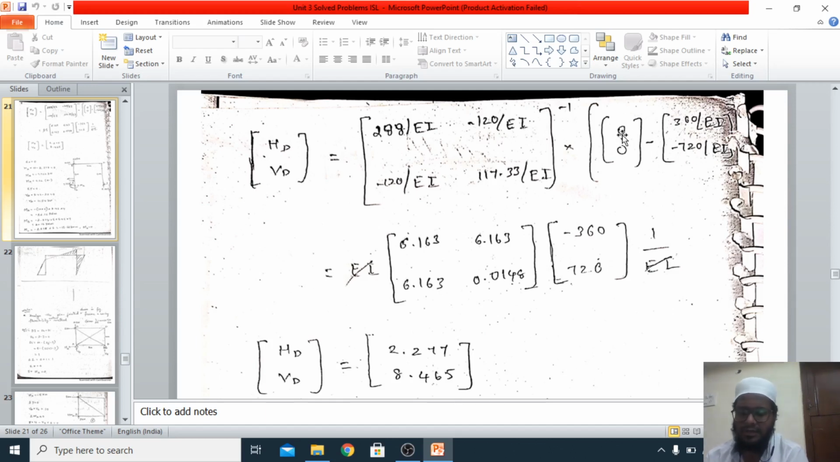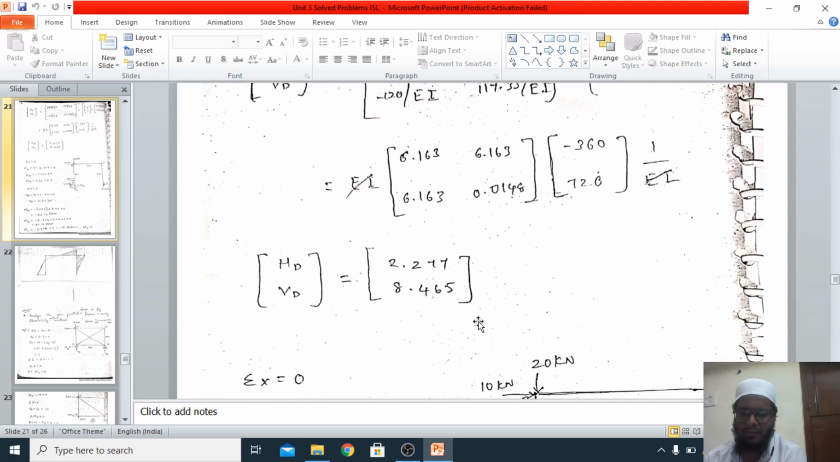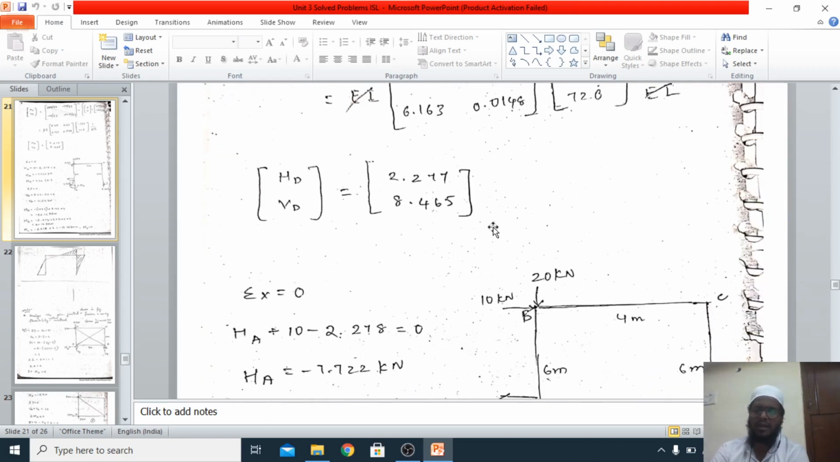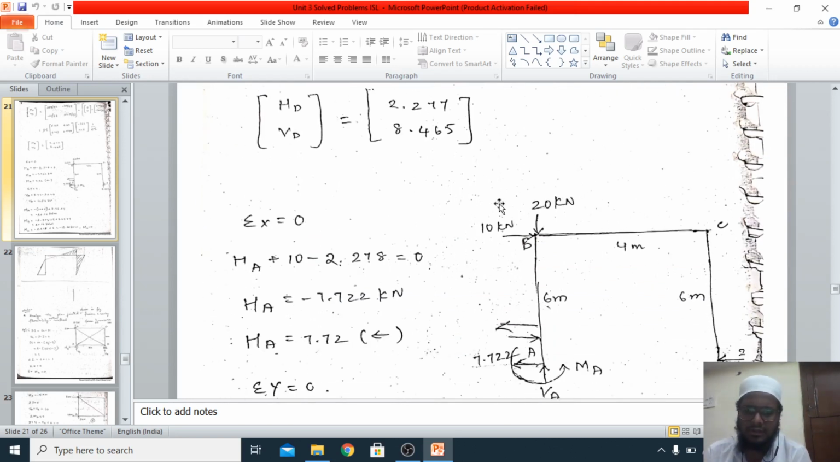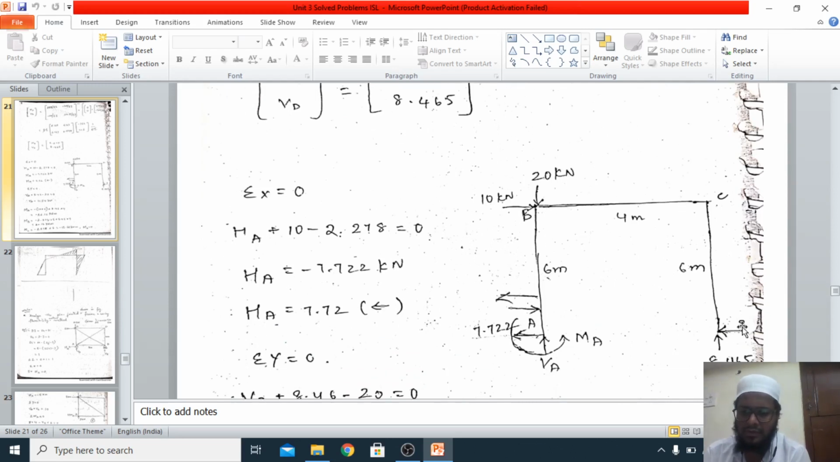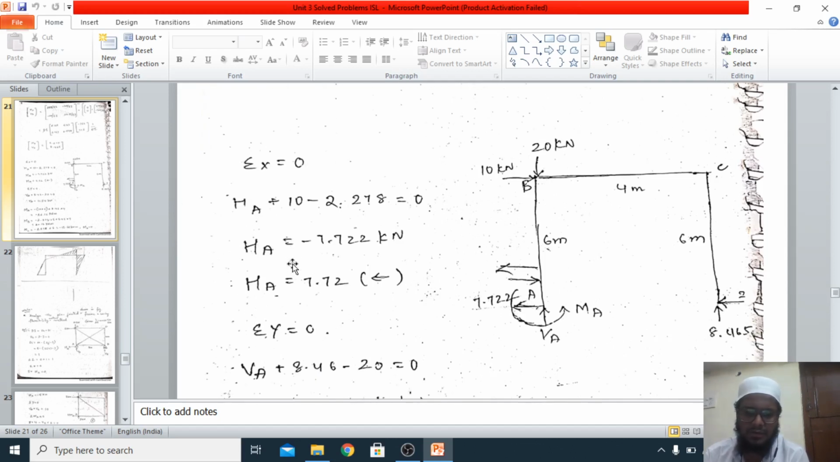So this is 0 since we don't have any sinking of support. So finally HD and VD, we got as 2.277 and 8.465. After calculation of these, we can easily go for the moments also. Once we know these two unknowns, then the other three unknowns can be calculated with the help of sigma x is equal to 0, sigma y is equal to 0, and sigma m is equal to 0, isn't it?